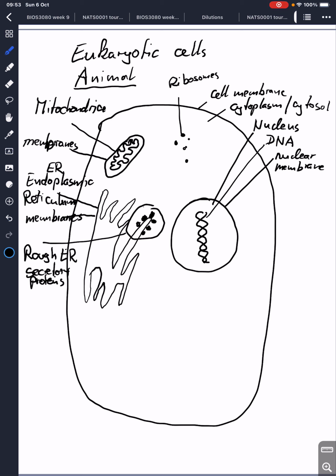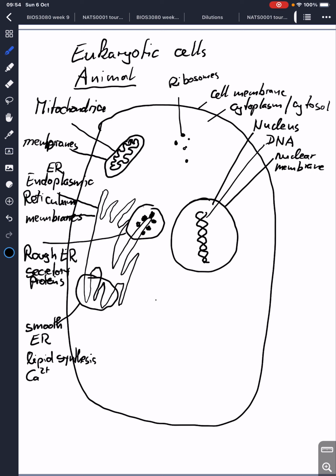We also have a compartment in the endoplasmic reticulum, this one here, which is referred to as the smooth endoplasmic reticulum. And this is predominantly involved in lipid synthesis and calcium storage. And there are no ribosomes attached to the membrane of the ER, and that is why it looks fairly smooth.